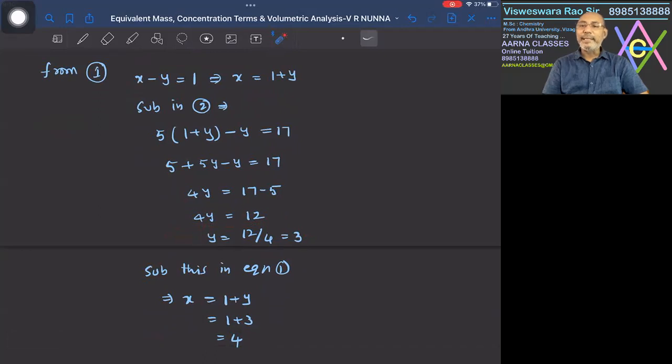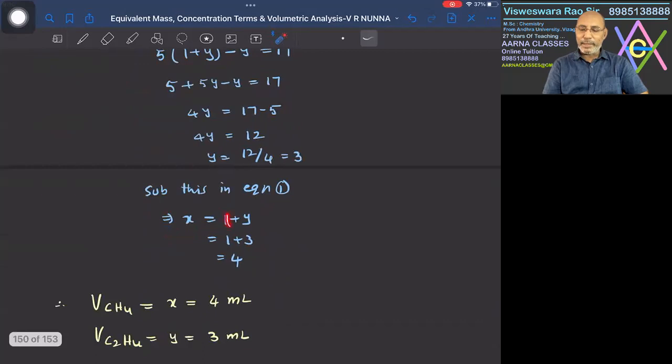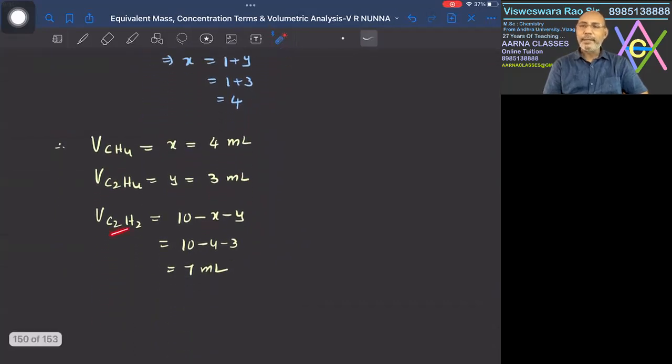You got y here. What is y? That is the volume of ethene, 3 ml. Once you got y, you substitute y here. Immediately you will get x is equal to 1 plus y. So 1 plus 3, that is equal to 4. So the volume of methane, which I took as x, is equal to 4 ml. Volume of ethene, y, is equal to 3 ml. Now you can comfortably calculate the volume of ethane: 10 minus x minus y, 10 minus 4 minus 3, that is 10 minus 7, that is 3 ml.